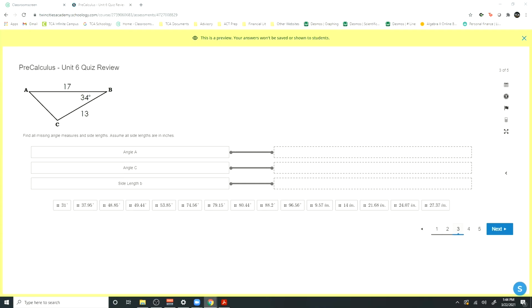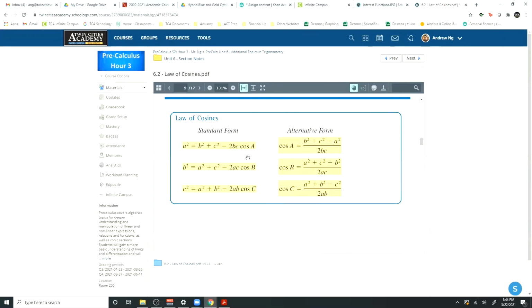In these cases where I either have two sides and the included angle or all three sides and none of the angles, I'm going to use the law of cosines, which has two forms: the standard form and the alternative form. From our notes there are technically 6 laws of cosines to consider, but as long as you memorize one standard form and one alternative form and how to use them, you don't need the full list of 6.